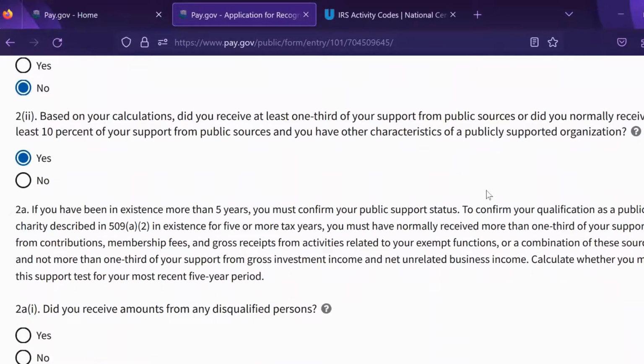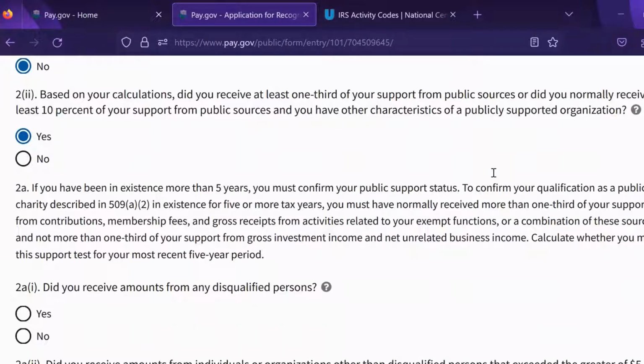2A, if you have been in existence for more than 5 years, again, Jane has not, you must confirm your public support status. To confirm your qualification as a public charity described in 509(a)(2), in existence for 5 or more tax years, you must have normally received more than 1/3 of your support from contributions, membership fees, and gross receipts from activities related to your exempt functions, or a combination of these sources, and not more than 1/3 of your support from gross investment income and net unrelated business income. Calculate whether or not you meet the support test for your most recent 5 years. Did you receive amounts from any disqualified person?